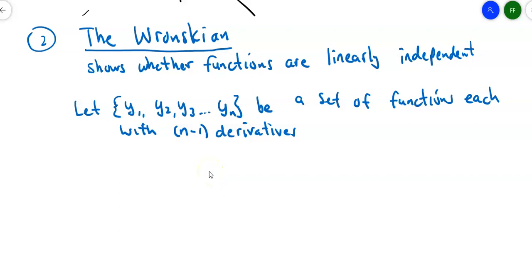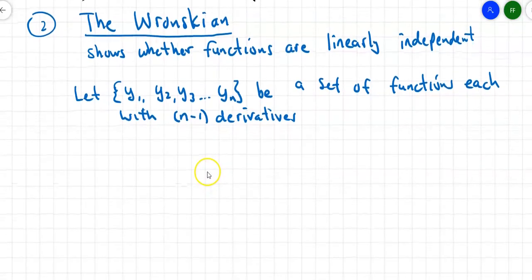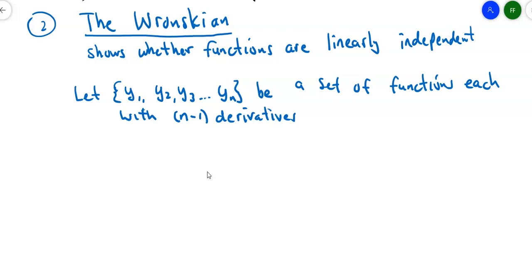This is the second application that we're going to talk about for change of bases, and this is what we call the Wronskian. I think it's one of the greatest names of any mathematical item, the Wronskian. The Wronskian shows you whether functions are linearly independent.